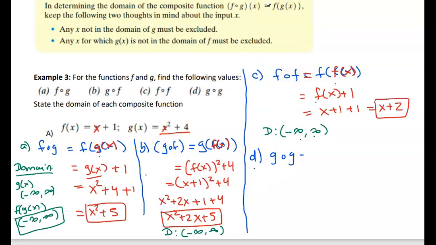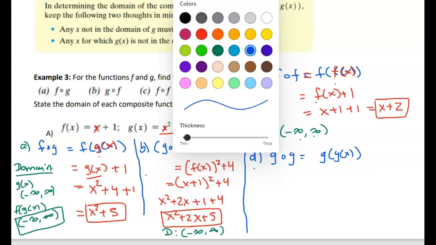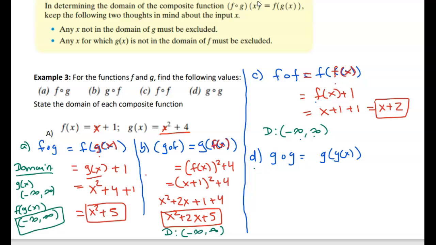G of G, we're plugging G inside G. I don't need that many parentheses. Alright, so G of x is going to replace any x's in the G function. So we have x squared become G of x squared plus 4. Replace this G of x with its equation. So x squared plus 4 squared plus 4.